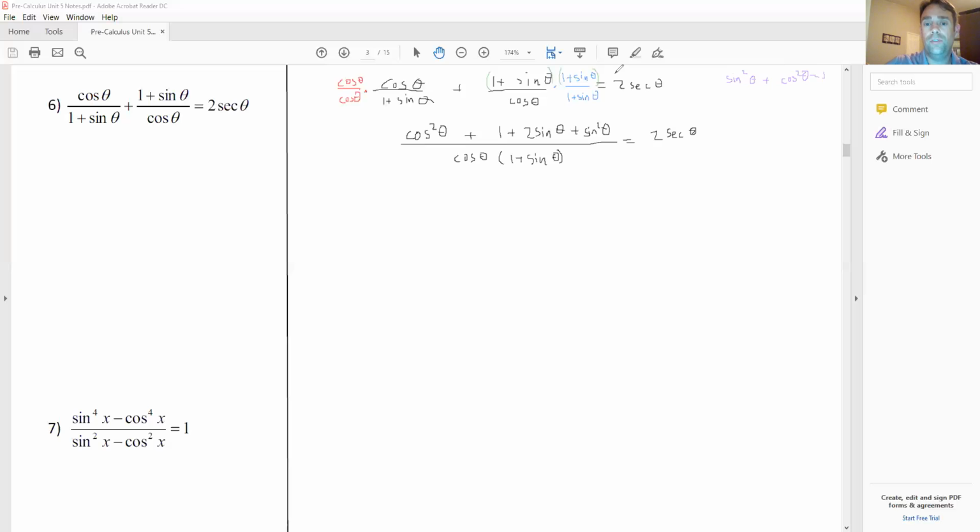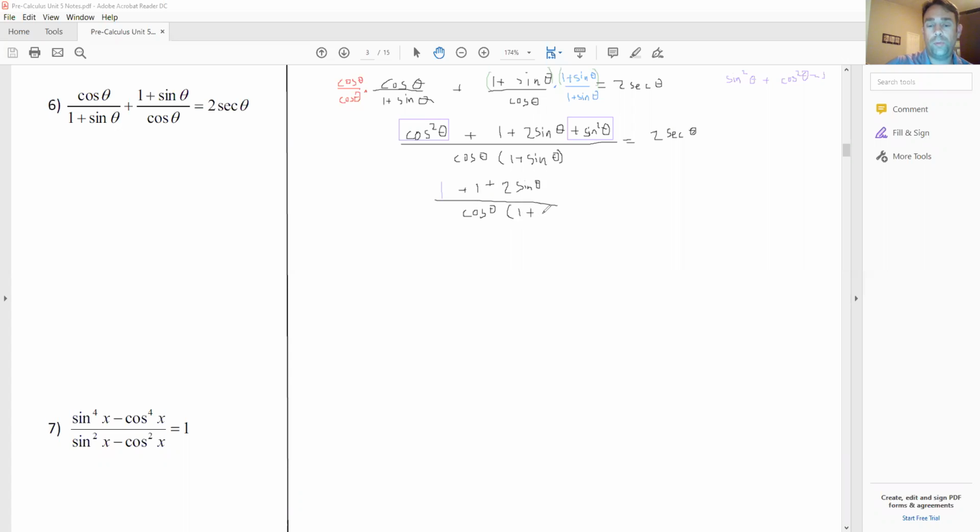identities. So if I were to take cosine squared and I were to add sine squared to it, together those would become 1. So 1, and I still have that plus 1, 2 sine theta. You can see how we're just kind of slowly but surely whittling things down here until we get things to be a little bit more useful.